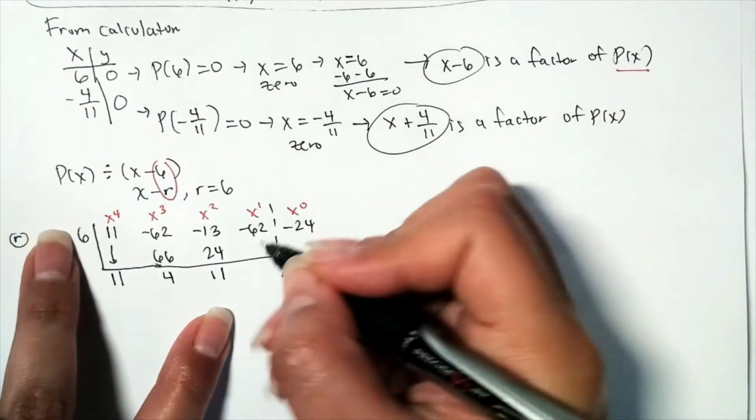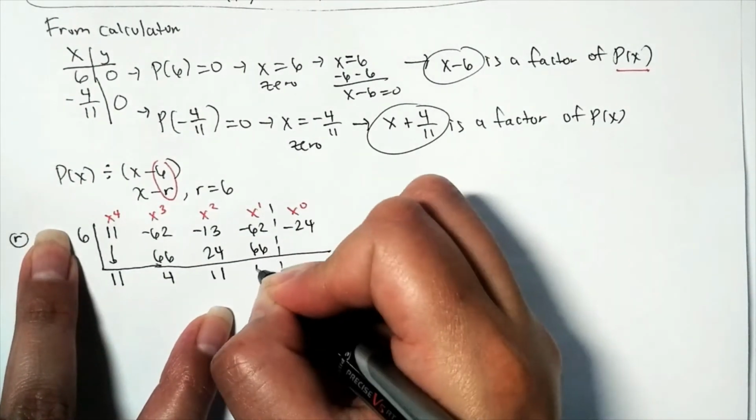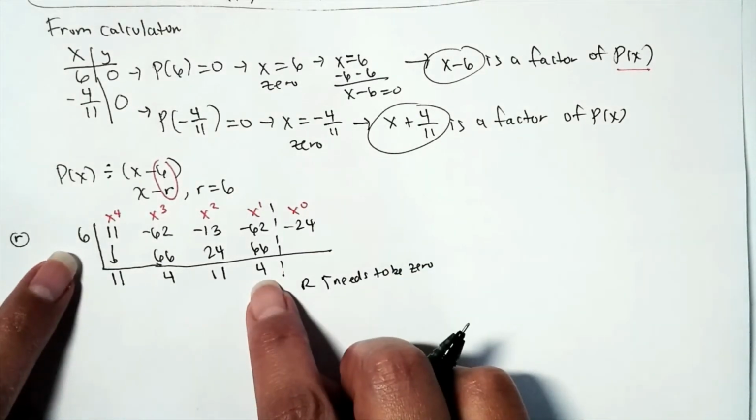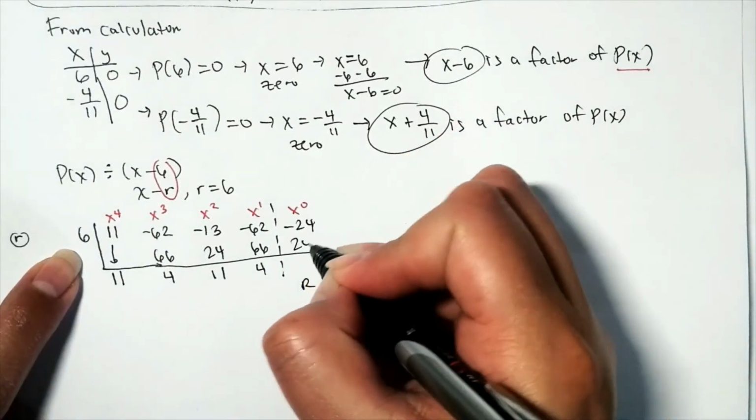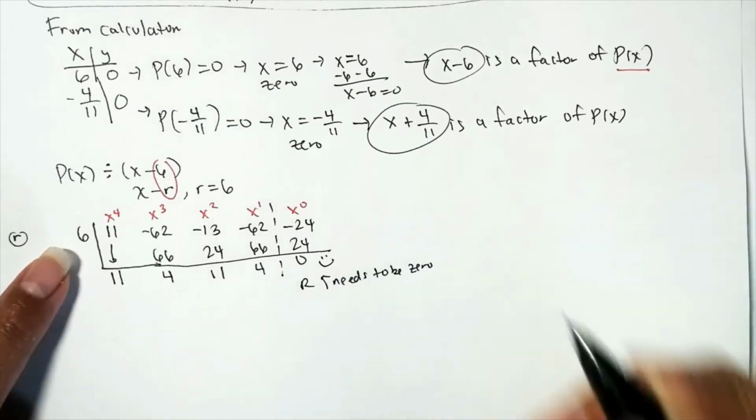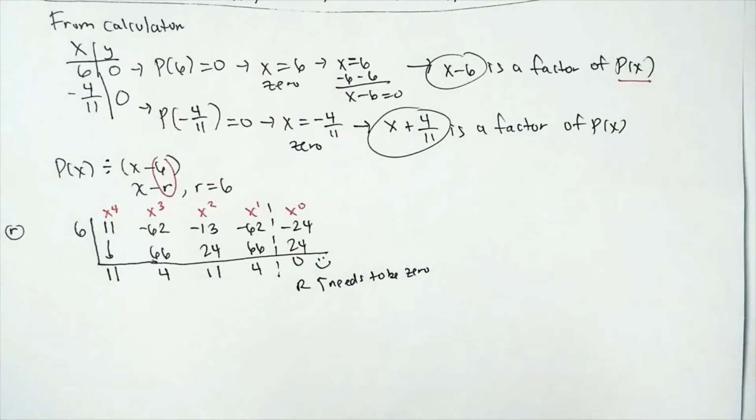The product of 11 and 6 is 66, and that sum is 4. The product of 4 and 6 is 24, and that sum is 0. Oh, I'm smiling because the remainder is 0, as expected.